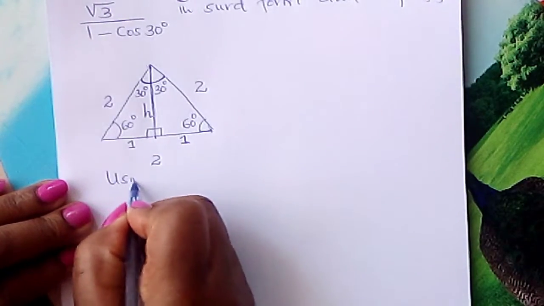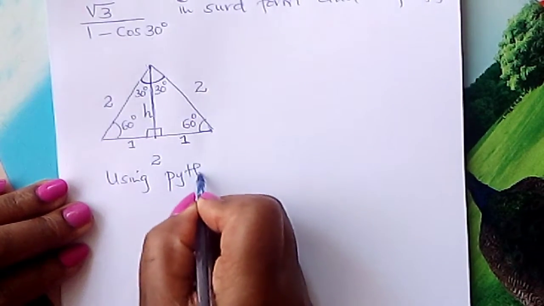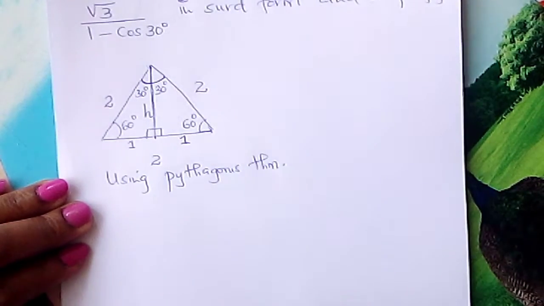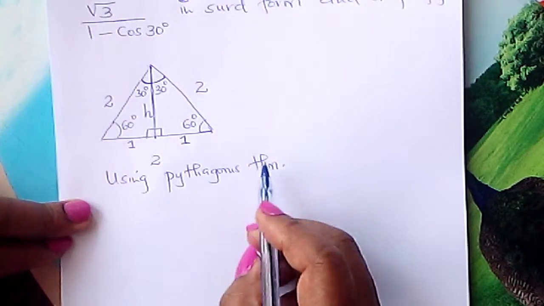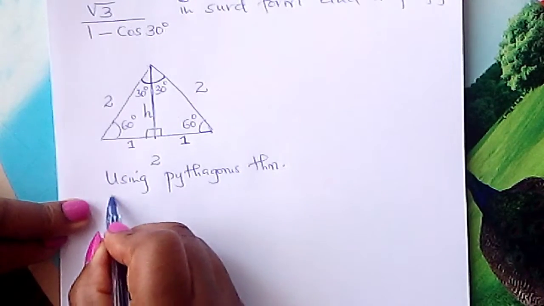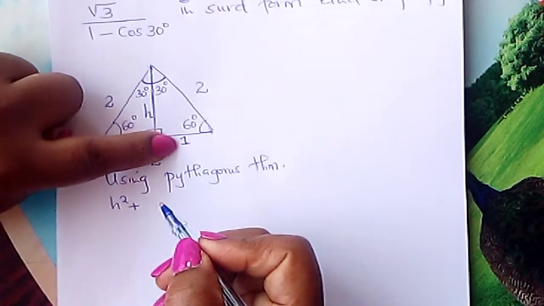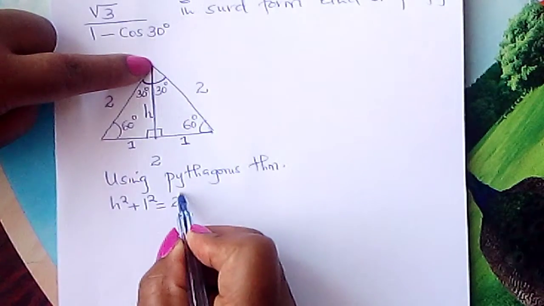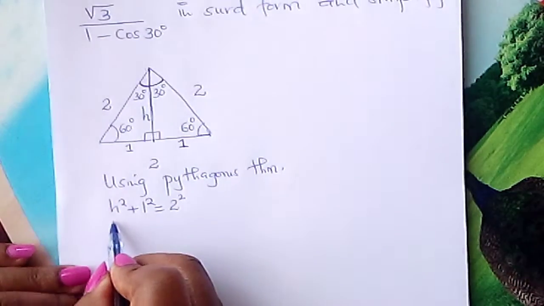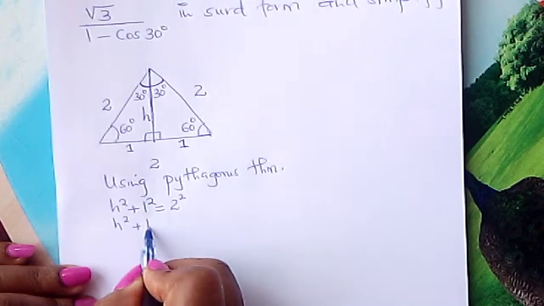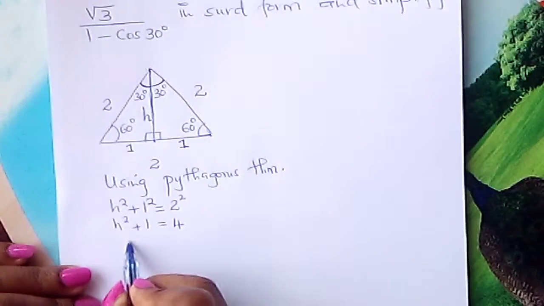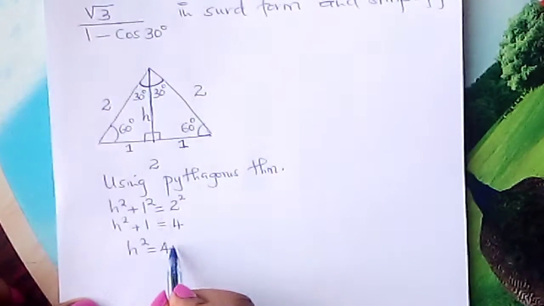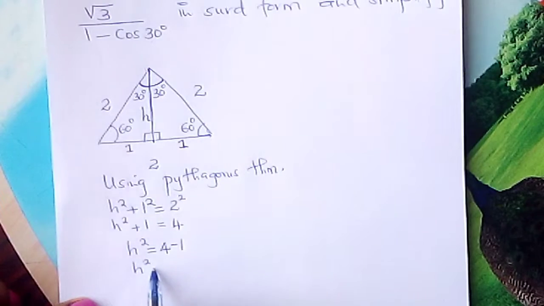So using Pythagoras theorem, learner, let me write it in short: h squared plus 1 squared is equal to what? Hypotenuse squared, 2 squared. From there, you work out this h squared. This will be 1, this will be 4. And therefore, what is h squared, learner? Take 1 to this end. So you have 4 minus 1. So h squared is 3.